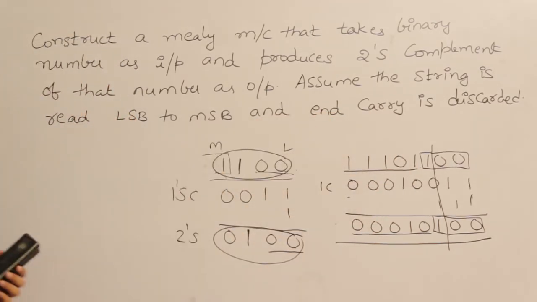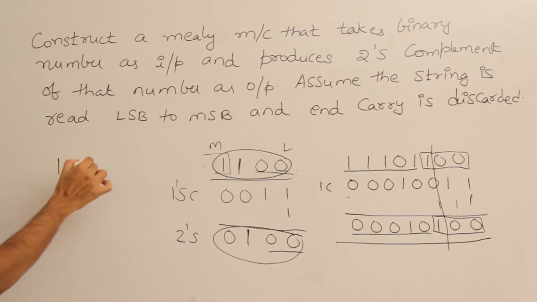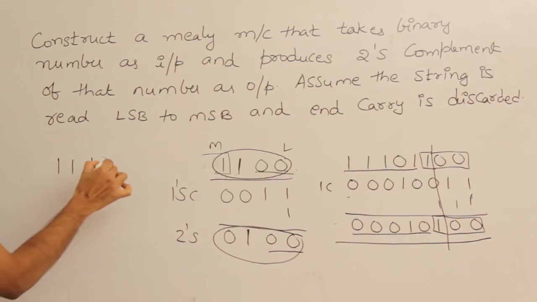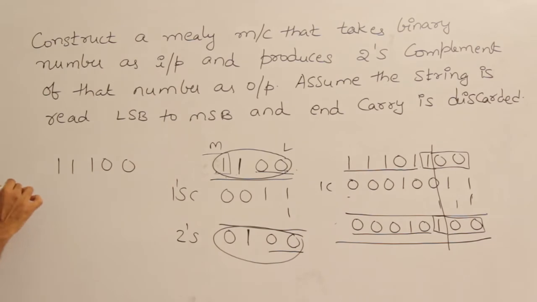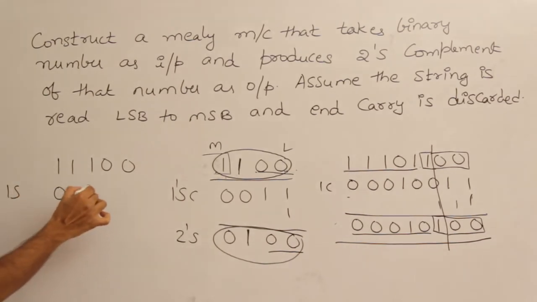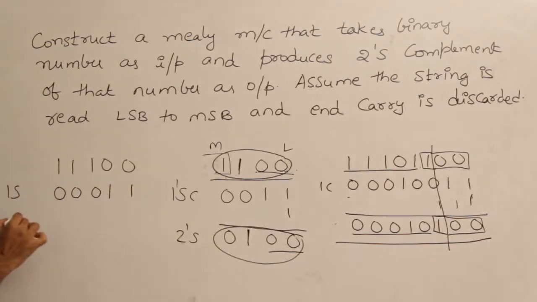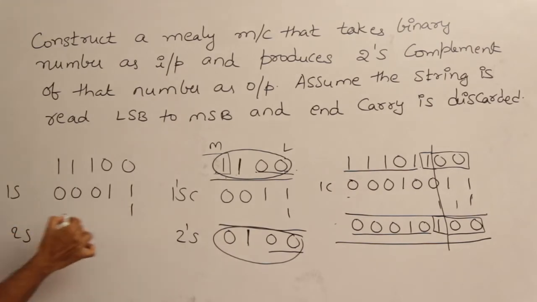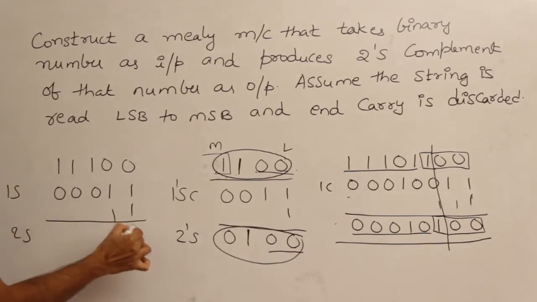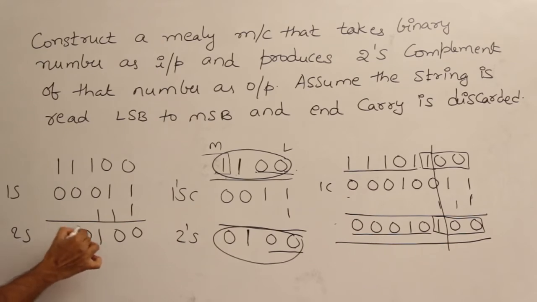You can take one more example. Let us say 1 1 1 0 0. What is the 1's complement of it? 0 0 0 1 1. What is the 2's complement of it? Add a 1 to it, then it is going to be 1 0 1 0 1 0 0.